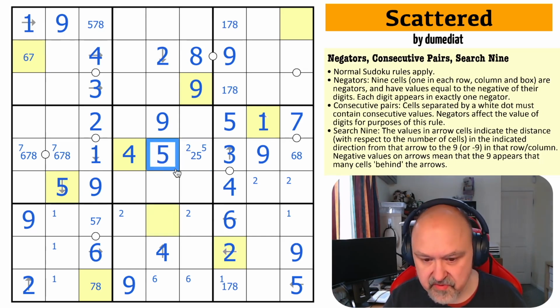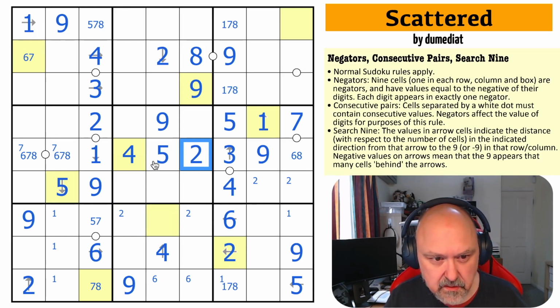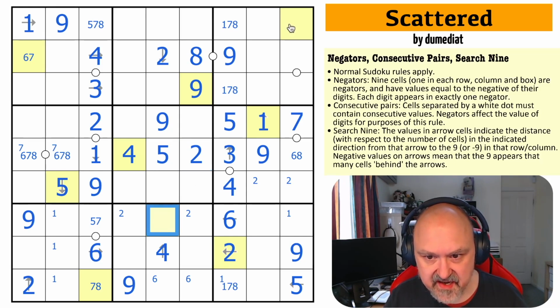Now this is not the 2, this is the 5, this is the 2. There you go, that's what I was missing. And it was important. Now, the negators I am missing now are 3, 6, 7, and 8. Well, there's no 7 there. There's no 6 there.